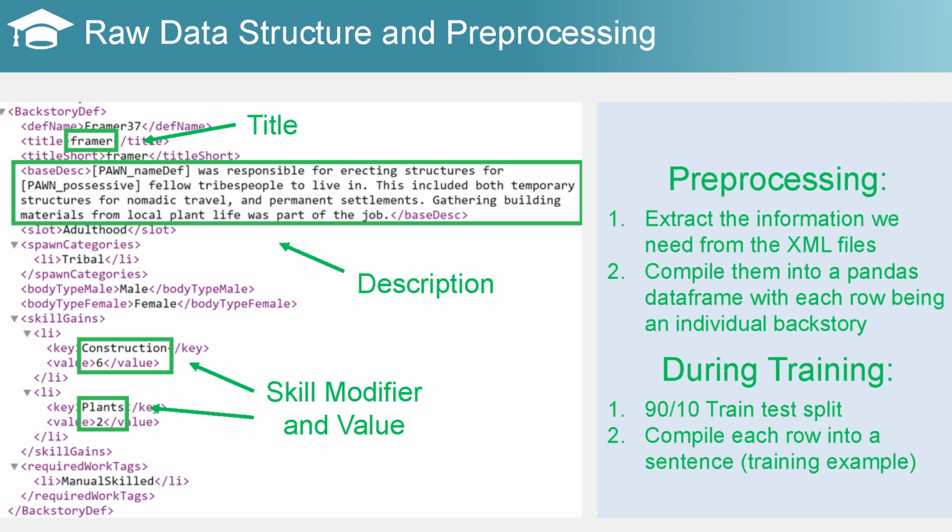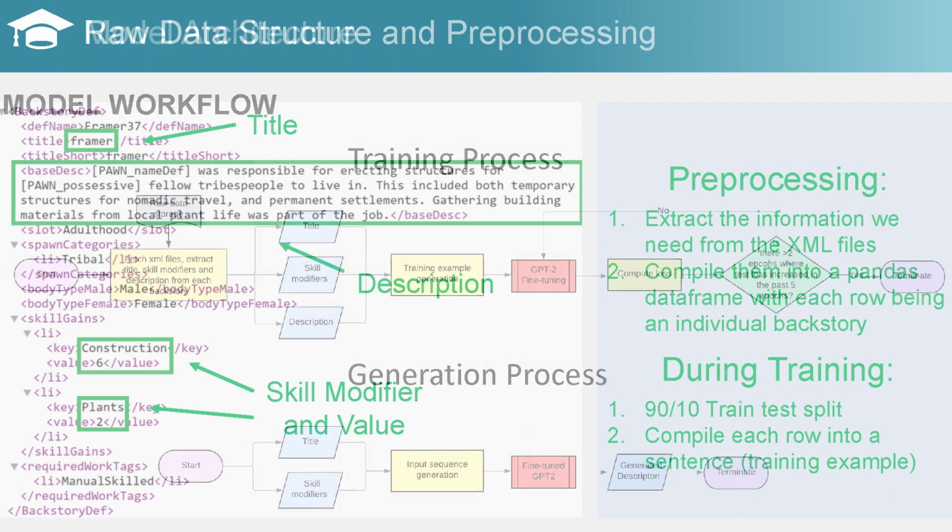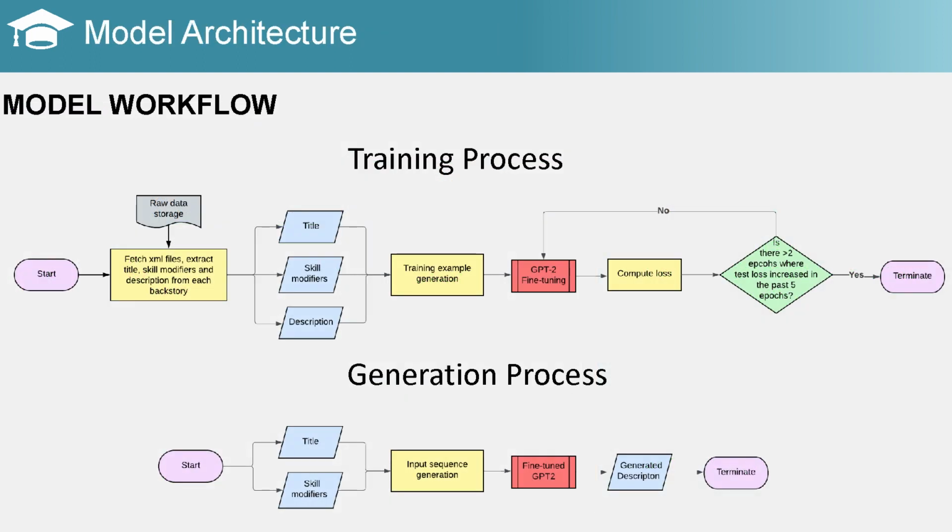As you can see here, there are two words that are enclosed in square brackets, called pawn name def and pawn possessive. We will talk about that later. We tried to add these special tokens into our tokenizer, but it didn't work out so well. During training, we split the data into a 90-10 train-test split, and we compiled the title, skill modifiers, and descriptions into a training instance, a sentence with the format: this is the story of pawn name def, a title, and then skill modifiers, and then colon, descriptions.